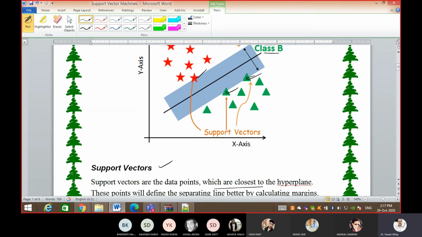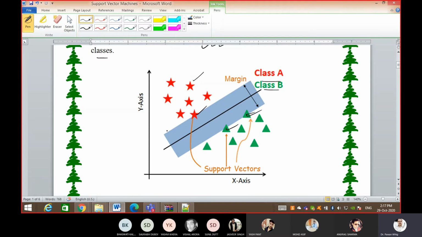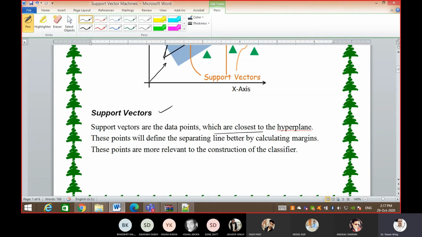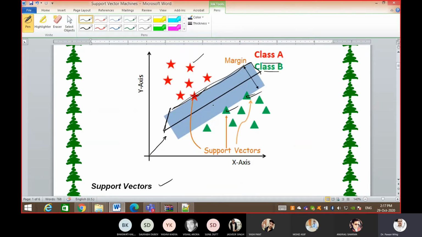So this is a plane basically. Although it is shown in a 2D figure, it is just like a 3D figure, with a z-axis also here. It is just like this plane, which segregates these two data into two groups. Support vectors are the data points which are closest to the hyperplane. These points will define the separating line better by calculating the margin. These points are more relevant to the construction of the classifier. So these are the support vectors which are on the margin.